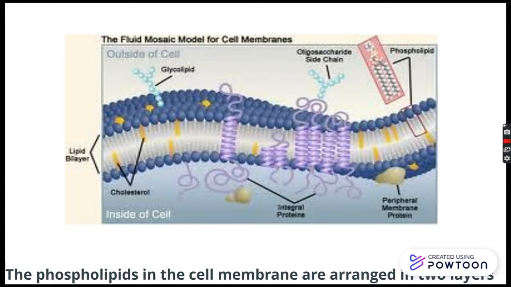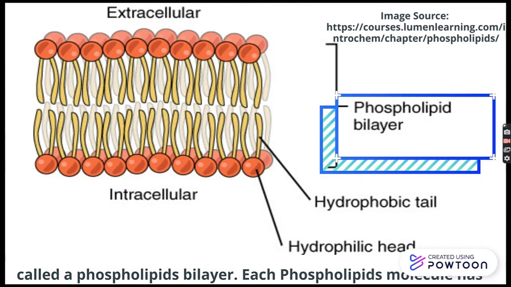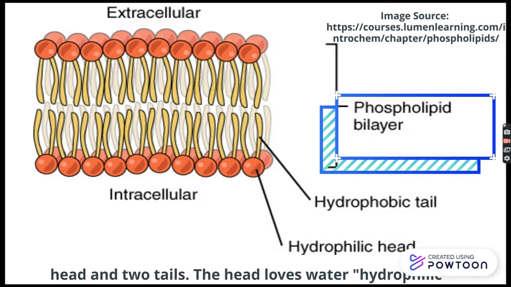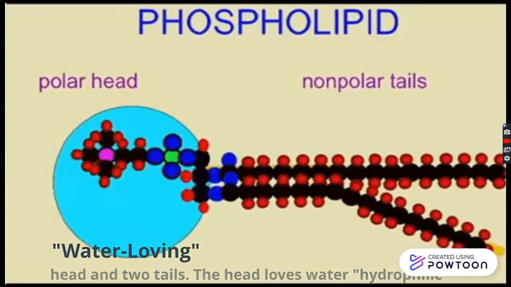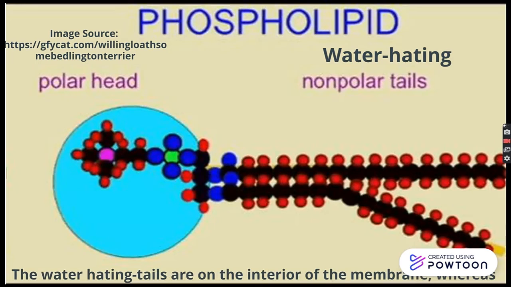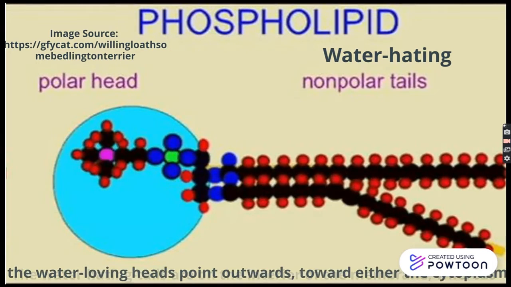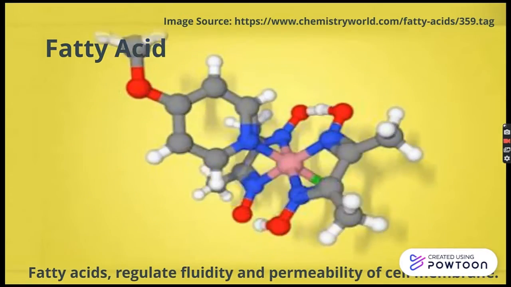The phospholipids in the cell membrane are arranged into two layers called a phospholipid bilayer. Each phospholipid molecule has a head and two tails. The head loves water, hydrophilic, and the tails hate water, hydrophobic. The water-hating tails are in the interior of the membrane, whereas the water-loving heads point outwards toward either the cytoplasm or the fluid that surrounds the cell.